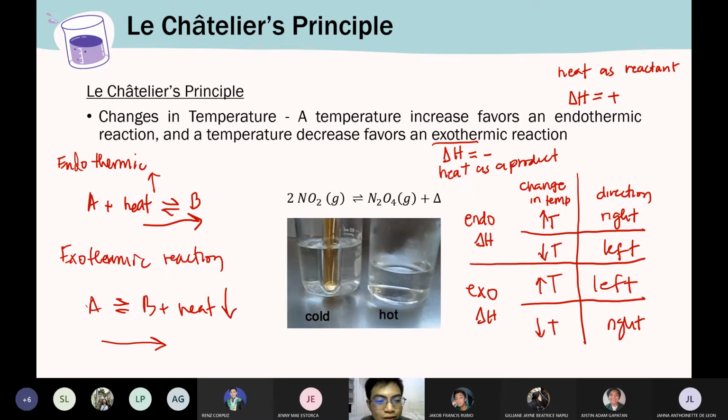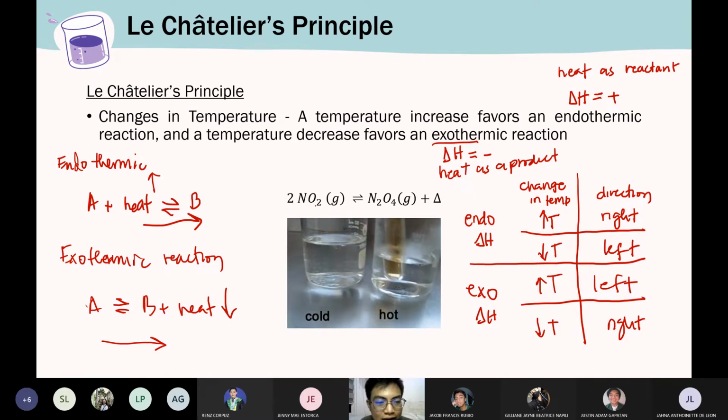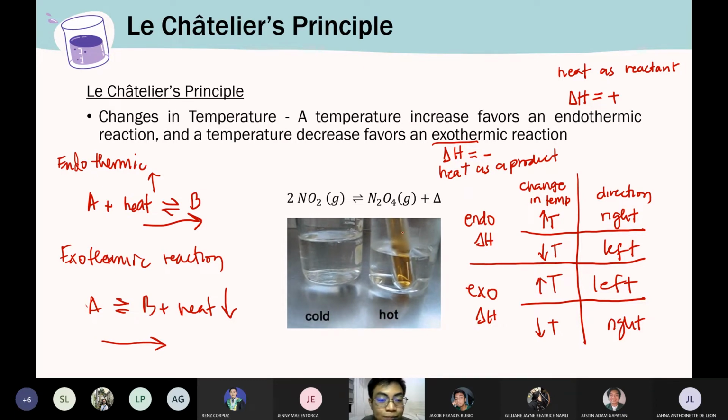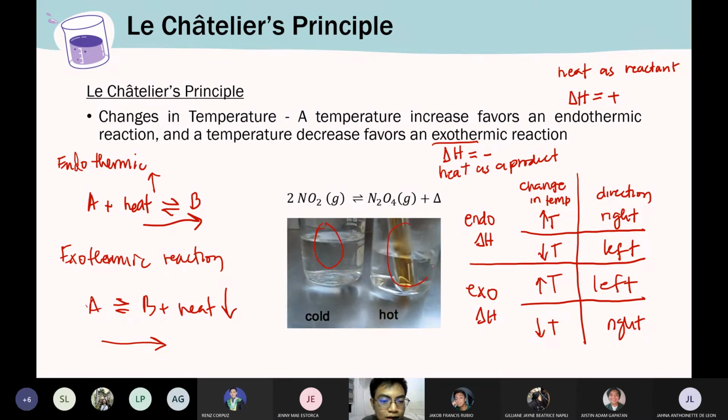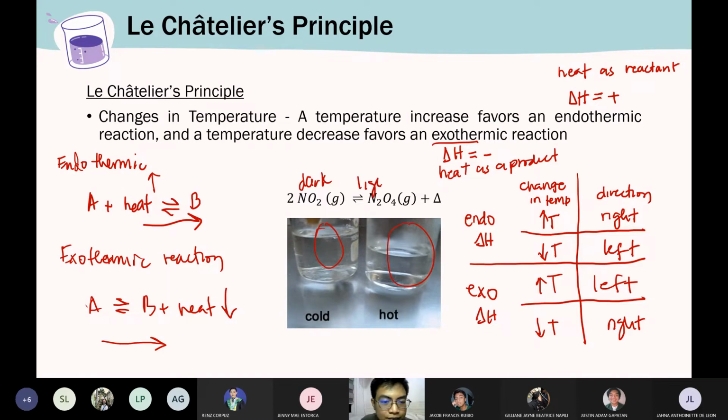So, to give you an example, here is the reaction of nitrogen dioxide and dinitrogen tetraoxide. Tignan nyo mangyayari. If cold yan, magiging lighter yung vial, no? Yan, naging light siya. Pero kapag yan ay hot, naging darker. Tignan nyo. Naging darker. Why? Ito yung dark. Ito yung light.